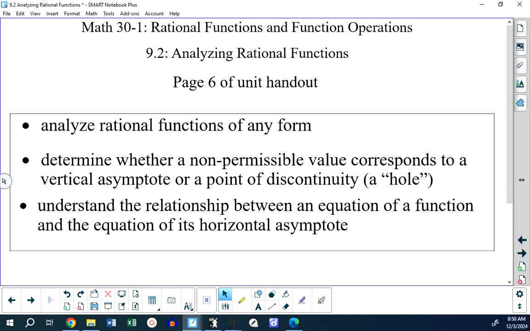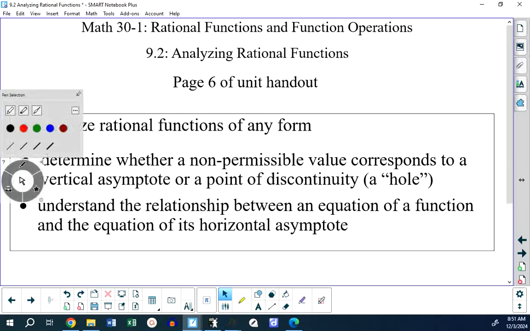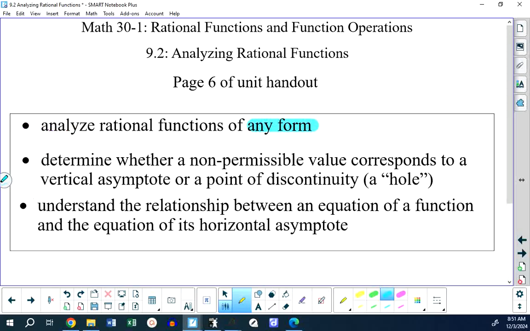And the reason why this is kind of an overriding lesson compared to yesterday is that we're talking here about analyzing rational functions in any form. So they don't have to be variations of 1 over x or variations of 1 over x squared. They can be any rational function as long as you have a polynomial over a polynomial and there's x somewhere in the denominator. What we're learning today is how to handle those.